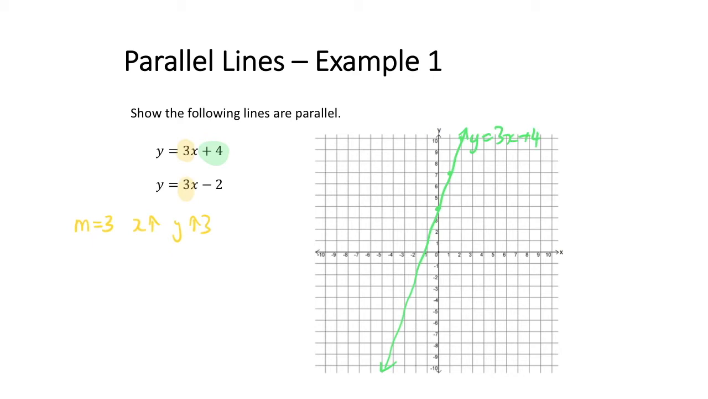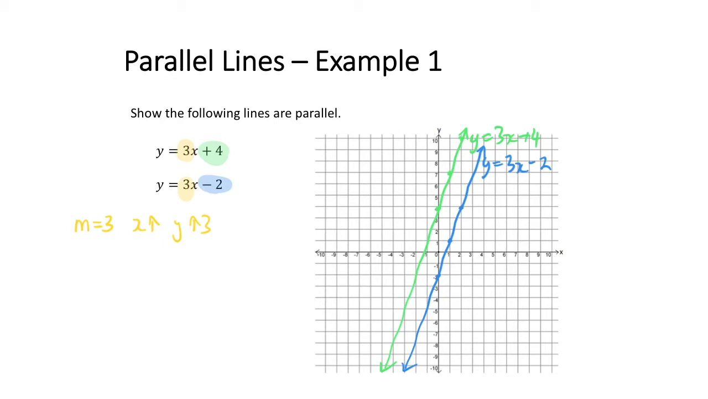Doing the same thing for my second line, this time my y-intercept is going to be -2. Starting at -2, going over 1 and up 3, over 1 and up 3, and then drawing a line. That line is going to be y equals 3x minus 2. You can see from the graph that those lines are going to be parallel. No matter how far I extend those lines, they're never going to meet.